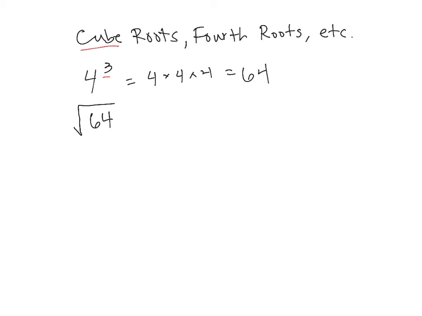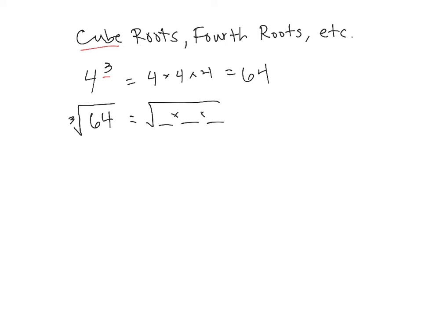If I had the square root of 64, that would be 8, because 8 times 8 makes 64. However, if I had this little 3 here, we call that the index number, so the index of the root. If that index is there as a 3, that means I'm looking for some number that times itself 3 times, or the cube of that number, would make 64.